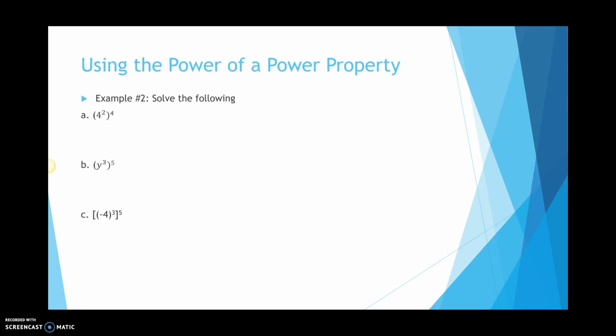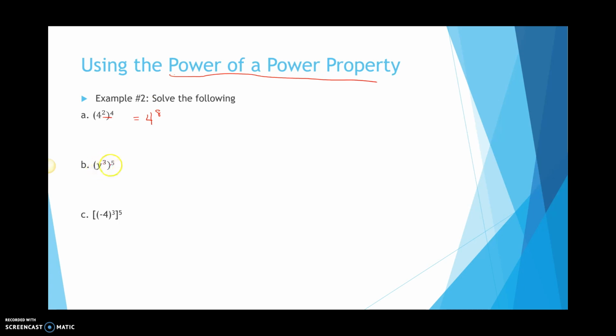We're now going to look at examples working with the power of a power property. So here, notice we have the parentheses, and what we're going to be doing is multiplying the exponents. So for A here, we have 4 to the 2nd power, and then outside the parentheses 4. So technically that's going to be 4 raised to the 4 times 2 is 8th power, and that will be my answer.